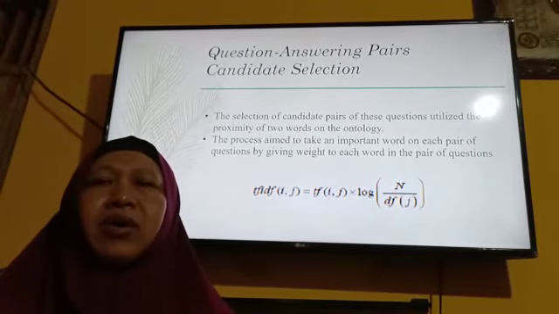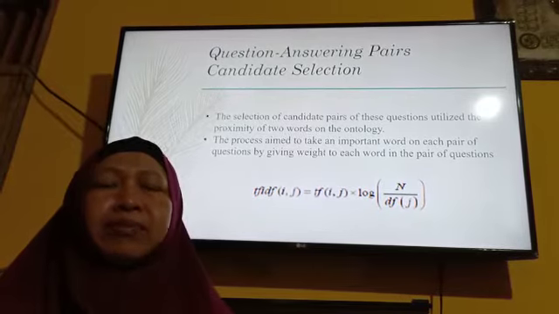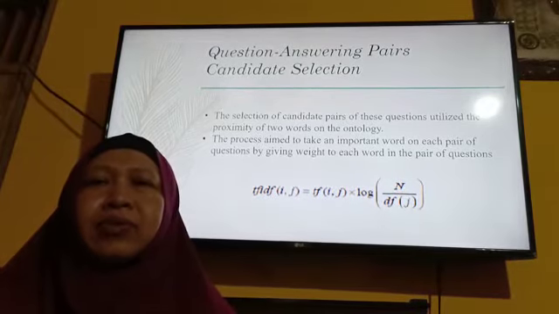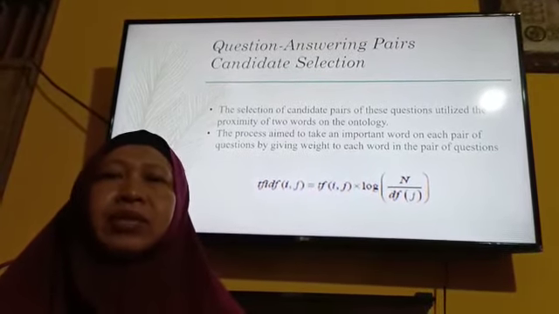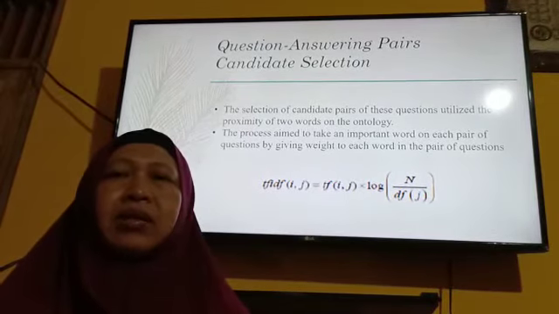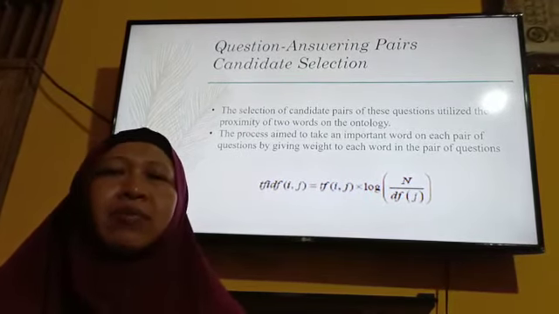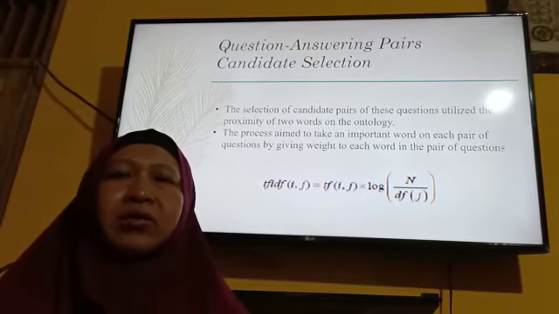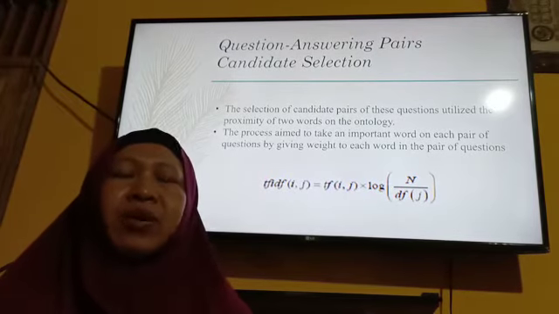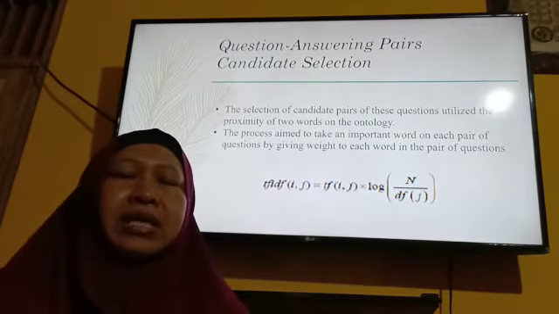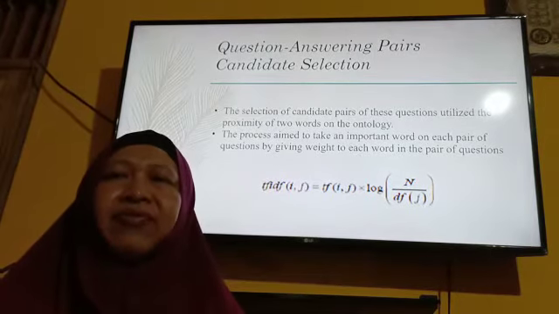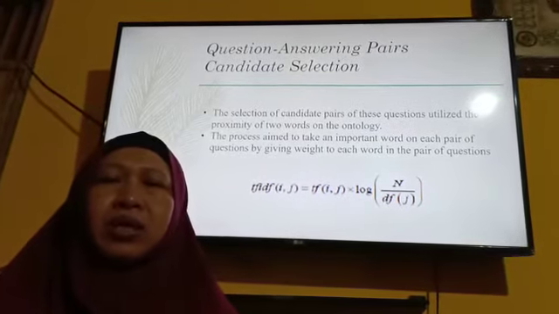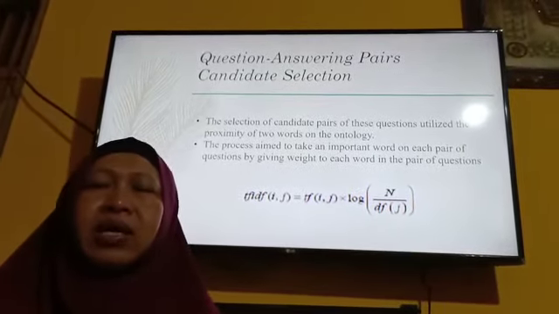And then we have the stage of question answering pairs candidate selection. We do selection from predicate argument parsing and subtree and subset tree. For the selection of the candidate pairs of this question we utilize the proximity of words and the ontology. The process aims to take the important word of each pair of question by giving weight to each word in the pair of question. The formula we use to select the candidate is the F because the ontology toward proximity is very optimal.